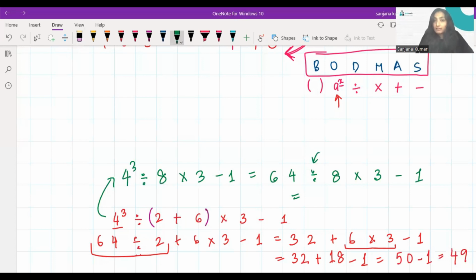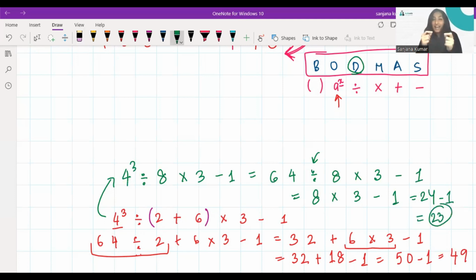Moving on to my division. 64 divided by 8 is 8 times 3 minus 1. Again, my multiplication I'll do first. 8 times 3 is 24 and minus 1 will give me the answer as 23. So just adding on a little bracket changes the answer completely. We go from 49 without brackets to 23 with brackets.